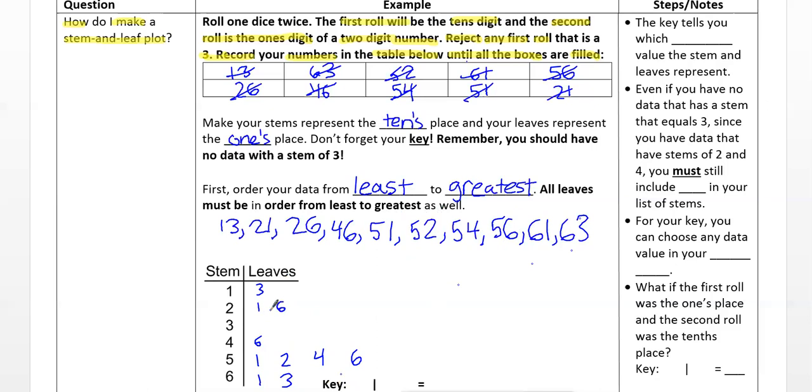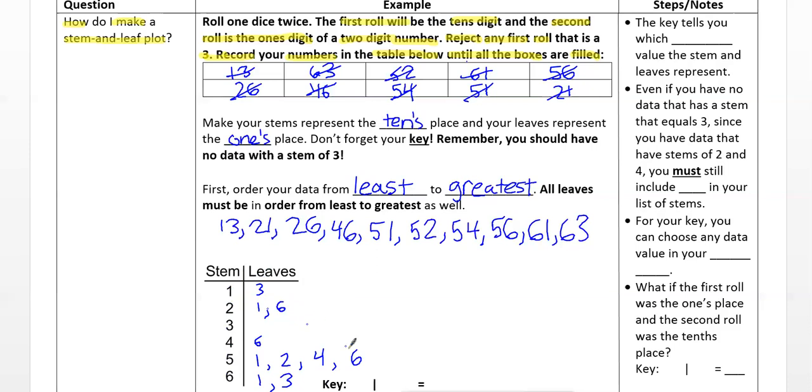I usually put commas in between my leaves, just so that they don't bunch up and start looking like one number. You don't have to put commas, but I put commas just so I see that they're different values. So it looks cleaner. But we can't forget our key. What I suggest always doing with the key, you don't have to do this, I always do the smallest number. So I look at my smallest stem, which is 1, and then leaf is 3.